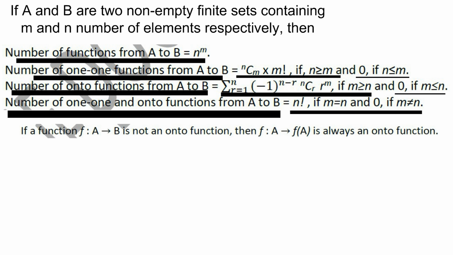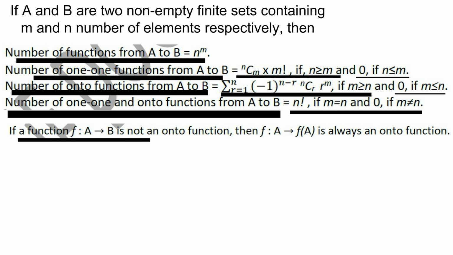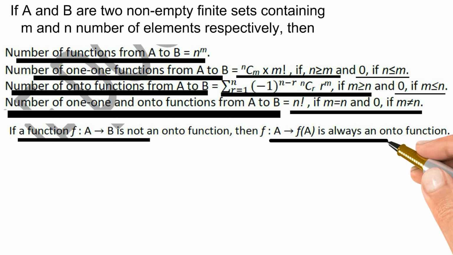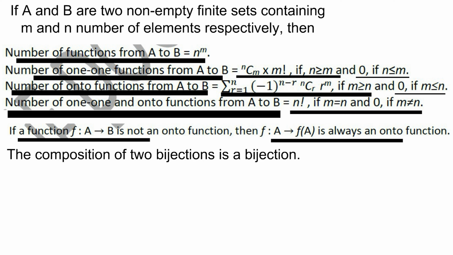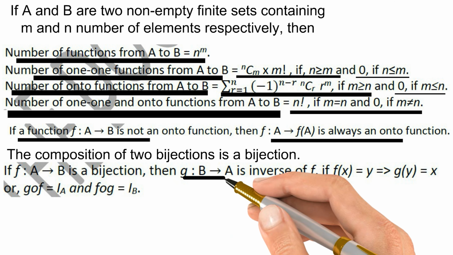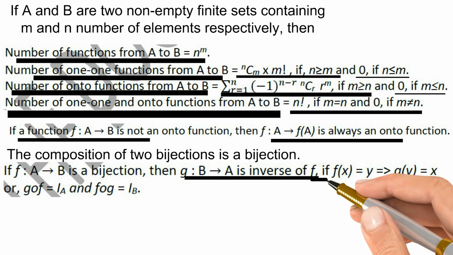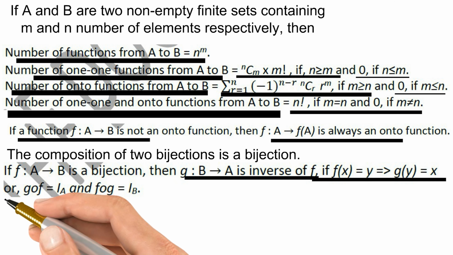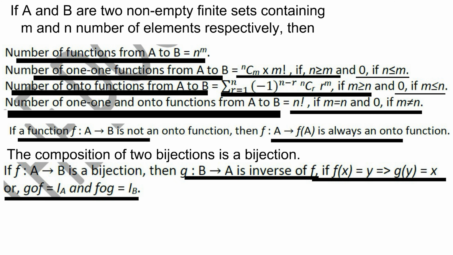If a function f: A → B is not an onto function, then the function f: A → f(A) is always an onto function. The composition of two bijections is a bijection. If f: A → B is a bijection, then g: B → A is the inverse of f. f(x) equals y will imply that g(y) equals x, or gof equals IA, or fog equals IB.